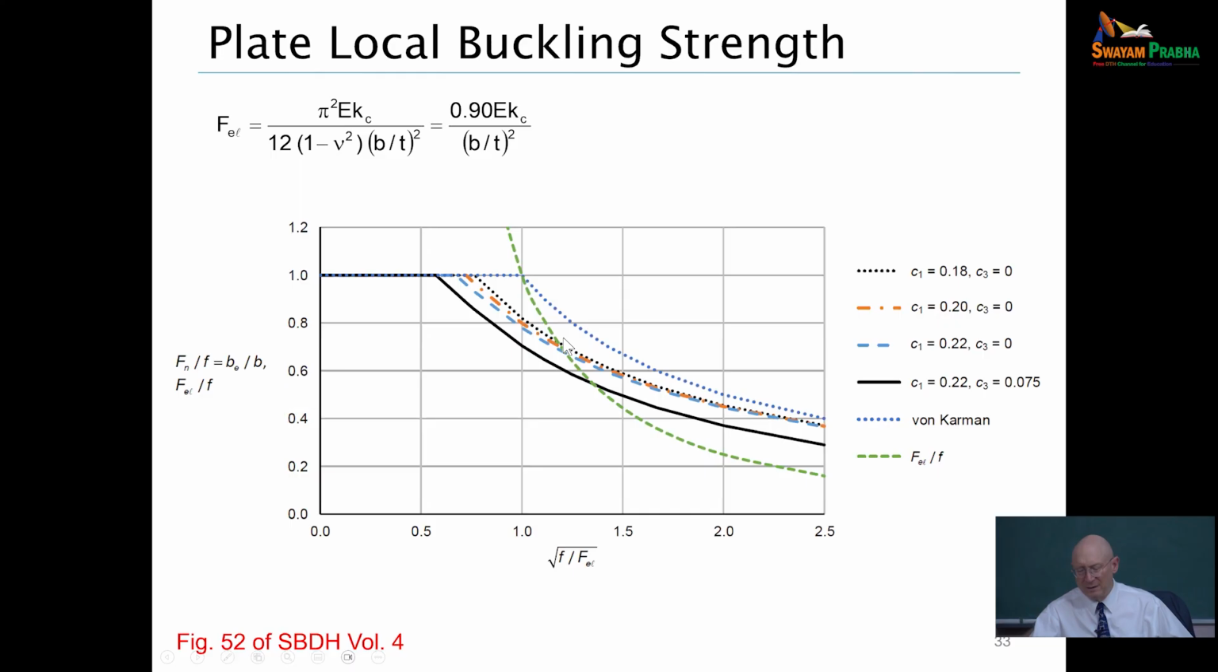So then, other curves that we're going to see in the American standard: there's the curve that's basically the dashed light blue line. That is essentially what the Eurocode does. That's what we call Winter's equation. The coefficient there that I'm pointing at, C1, is 0.22.